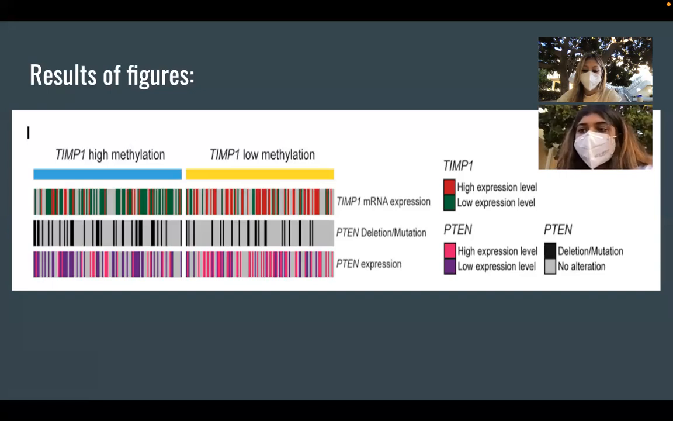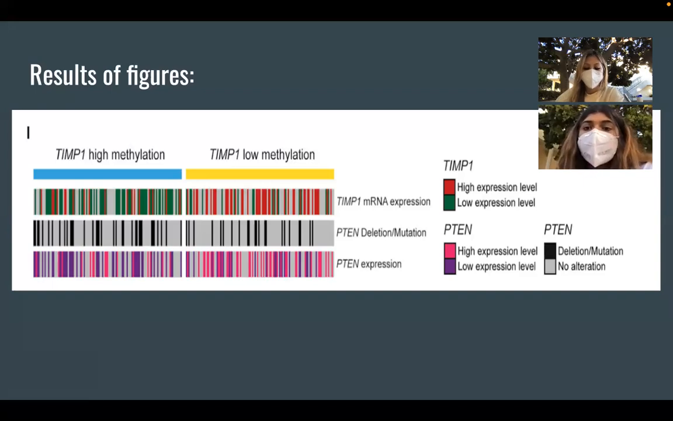And last but not least, P10 deletion and mutation. With the definition of methylation that we all know, high methylation can alter DNA activity, so there are various reportings of deletion and mutation in TIMP1 high methylation. No alteration occurs in low TIMP1 methylation because there's no DNA activity for methylation to disrupt. So no alteration is colored in gray, and deletion and mutation is colored in black.